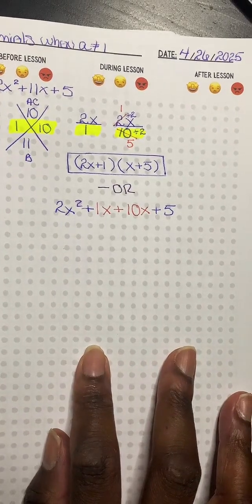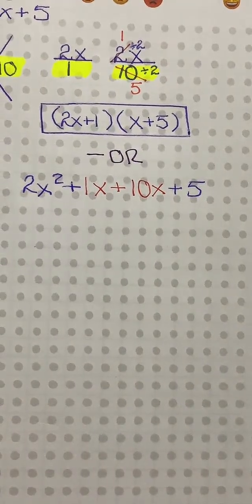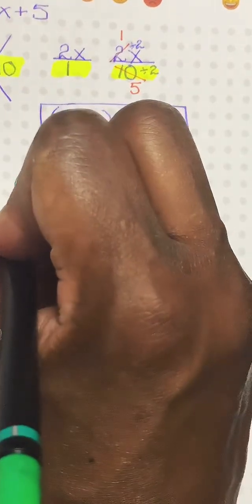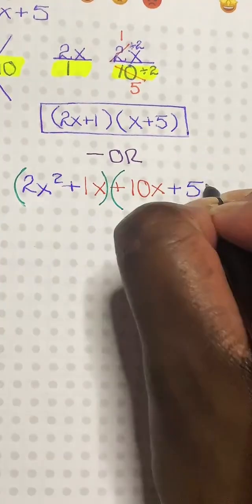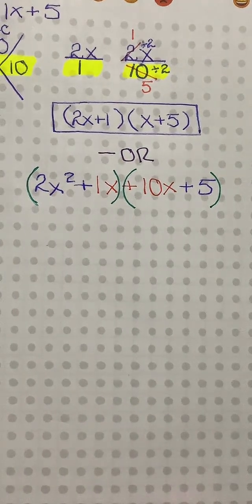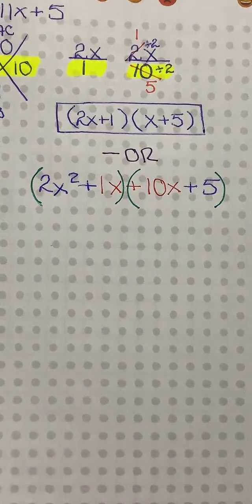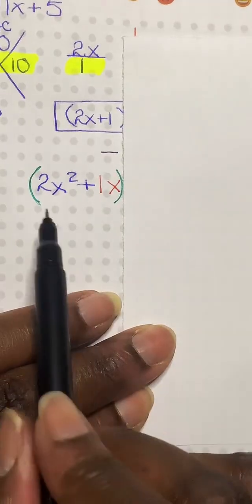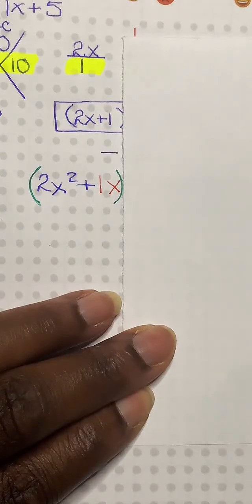So this is what I mean by grouping. You are actually going to group the first 2 terms together, and you're going to group the last 2 terms together. So let's just focus on that first term. I'm going to cover this up for a second so we can just focus on it. In this first parenthesis, what is my GCF?